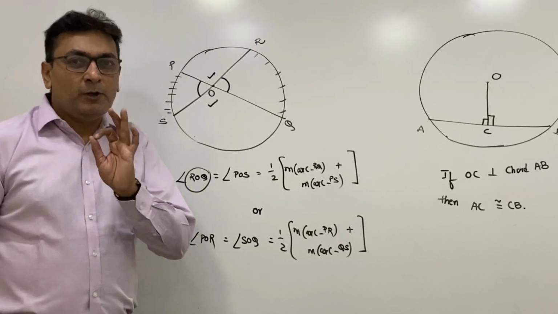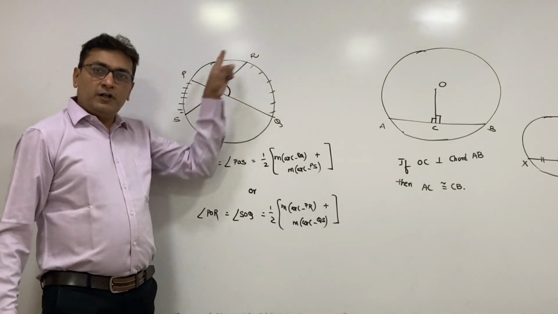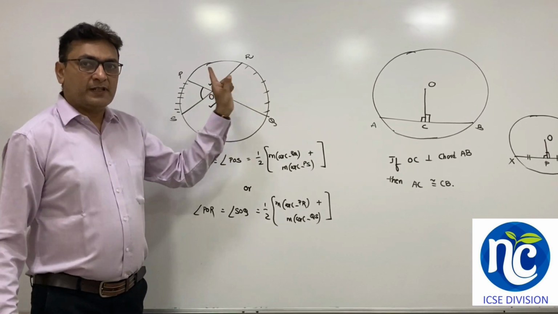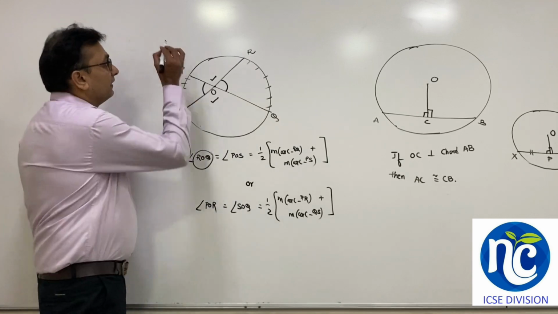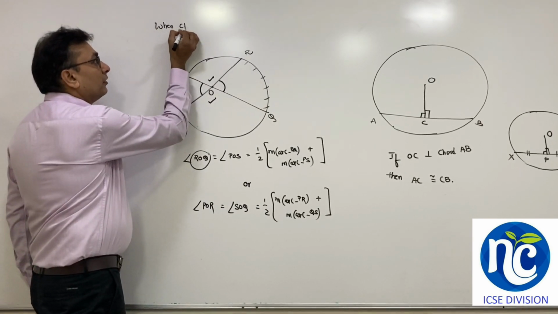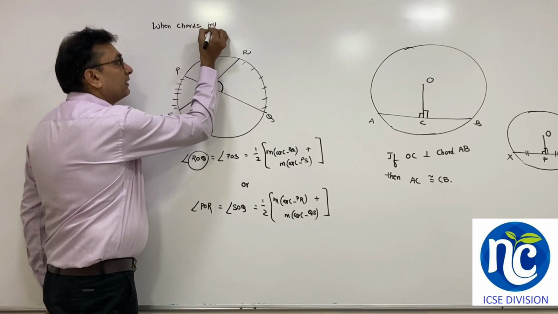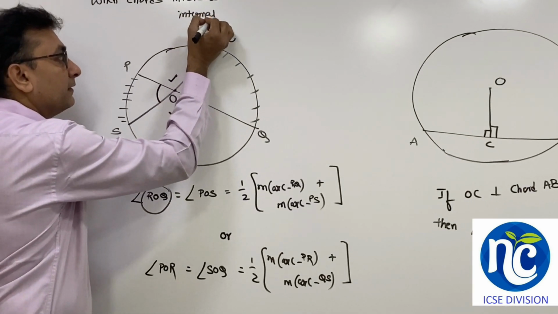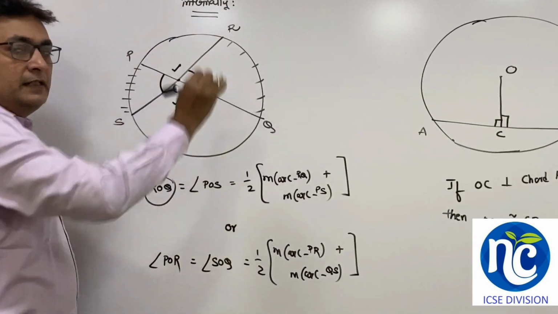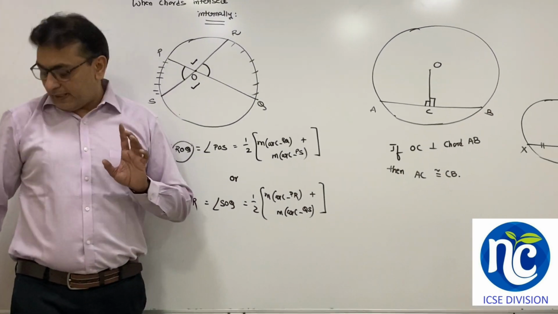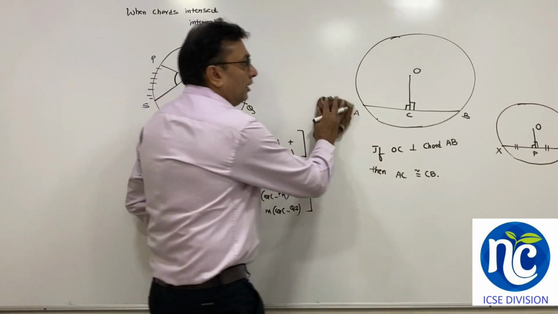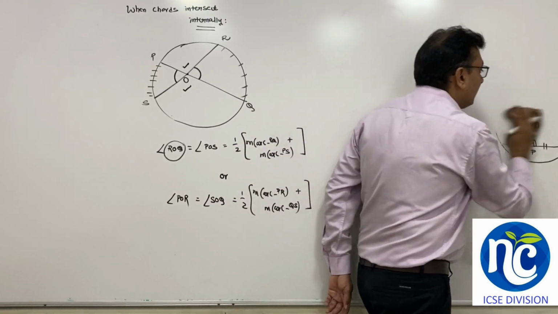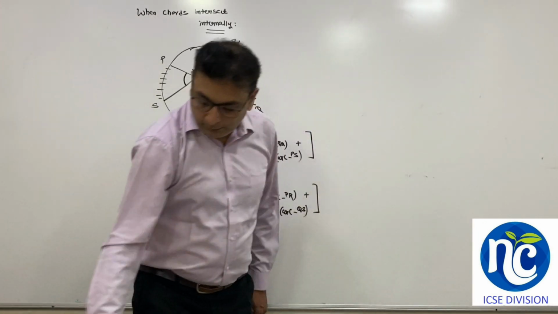So a simple property but an important one. When two chords intersect internally, the angle formed is half of the sum of the two intercepted arcs. This is when chords intersect internally. Now, comparing this with when two chords intersect externally, what are the properties?